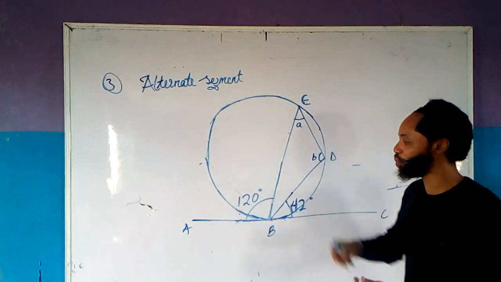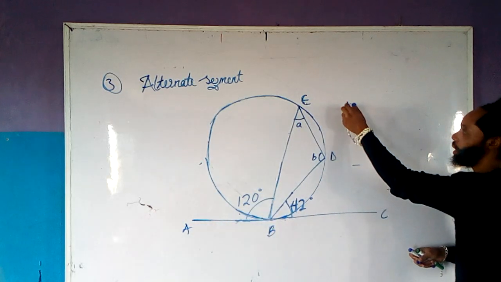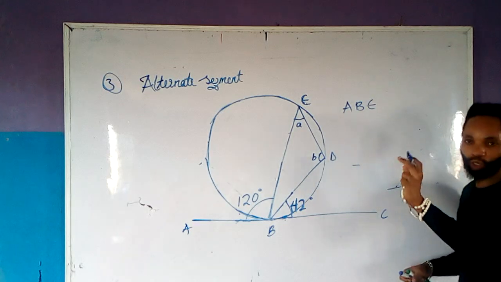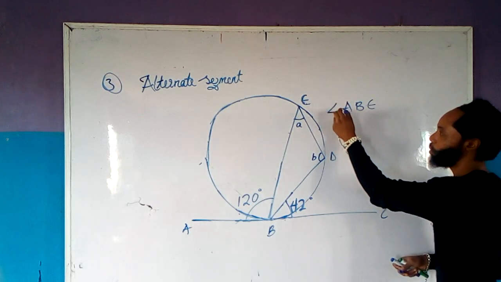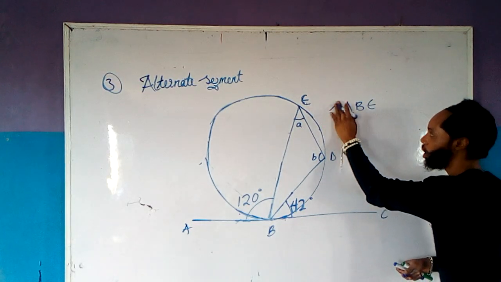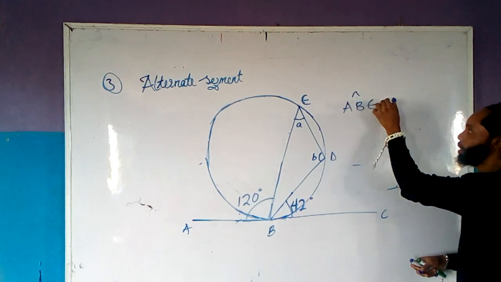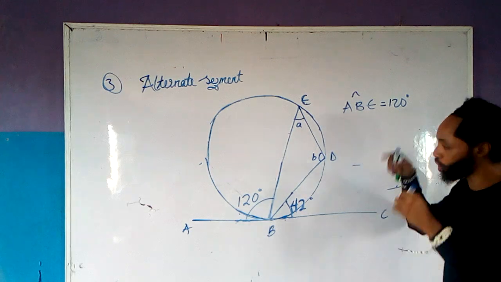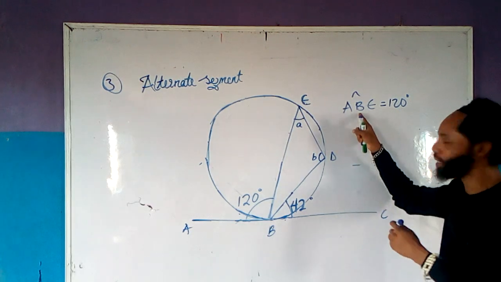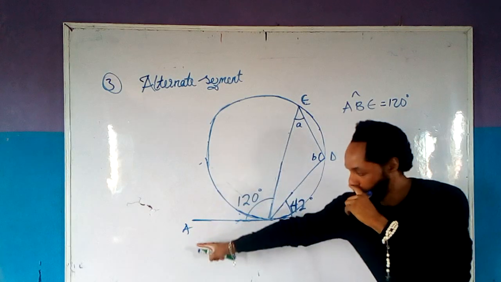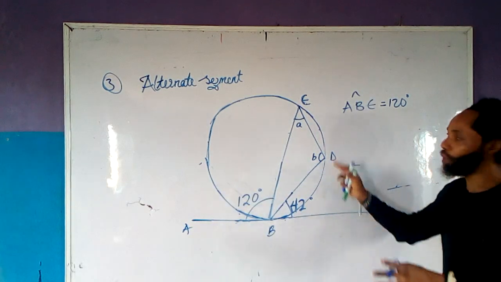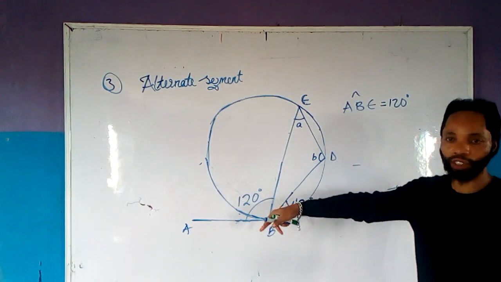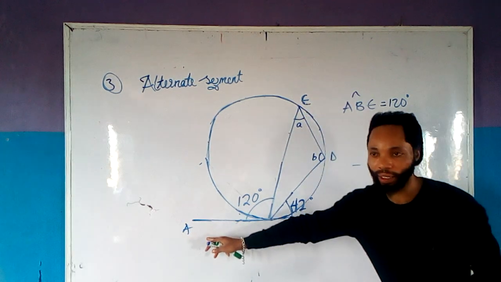ABE is 120. ABE. There are two ways of writing it. Either you put this symbol here or you put it up here. 120 degrees. If you say it like this, just note that it is the letter in the middle, and you always use a capital letter to name your angles. Use the capital letter. You understand?